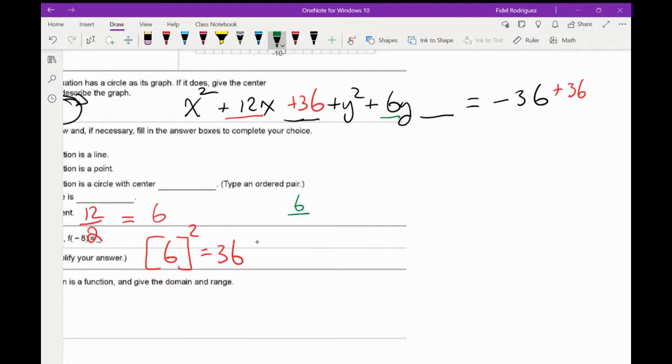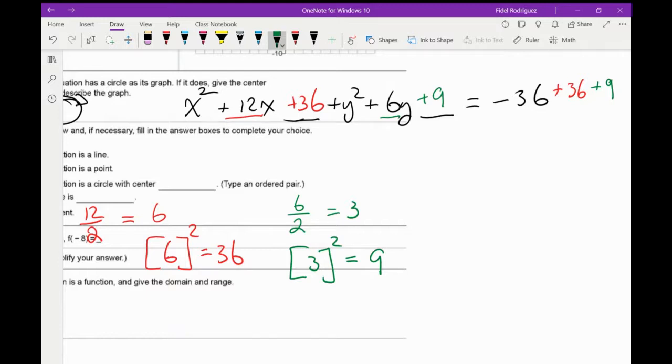So I'm going to take the number 6, I'm going to divide it by 2. That's going to give me 3. I'm going to take the number 3 and I'm going to square it. And that's going to give me 9. So then right here, I'm going to put a plus 9. And over here, I'm also going to put a plus 9.